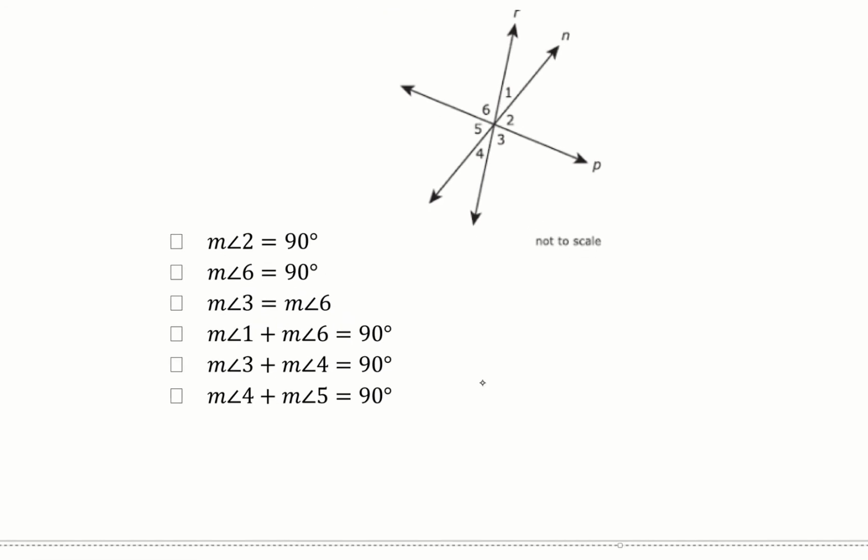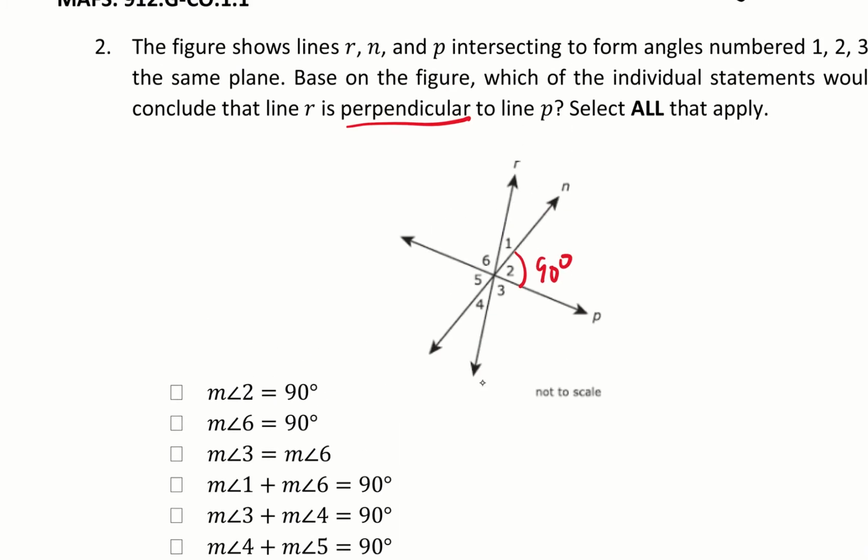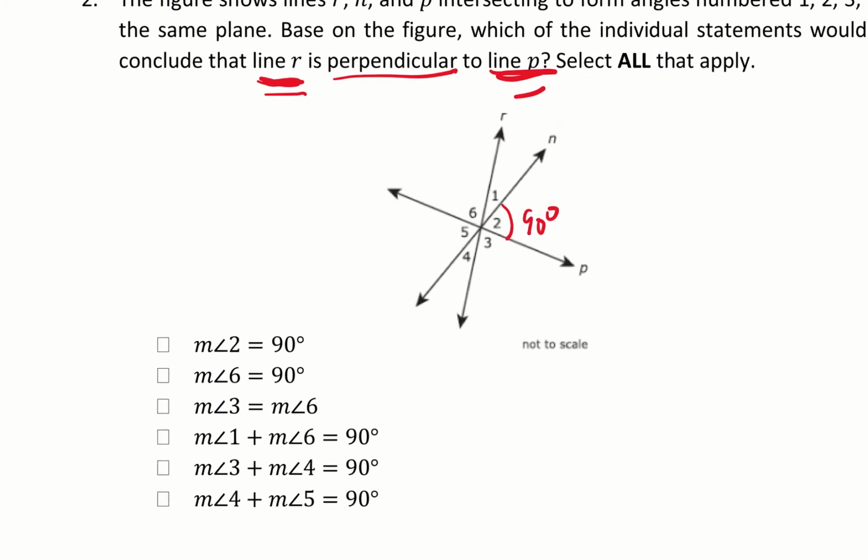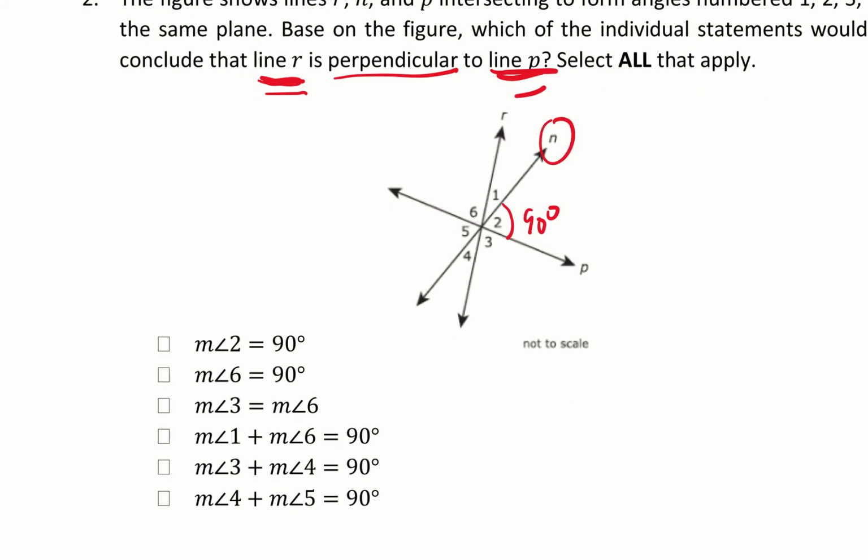All right, so angle 2 is equal to 90. So if angle 2 were equal to 90, does that mean that R is perpendicular to P? Well, no. That only tells you that N is perpendicular to P, because N is the one that is at a 90-degree angle, right? So that is not true. That tells you that N is perpendicular to P, which is not what we want.